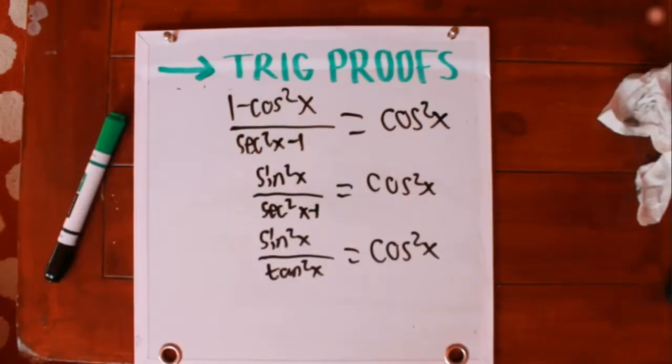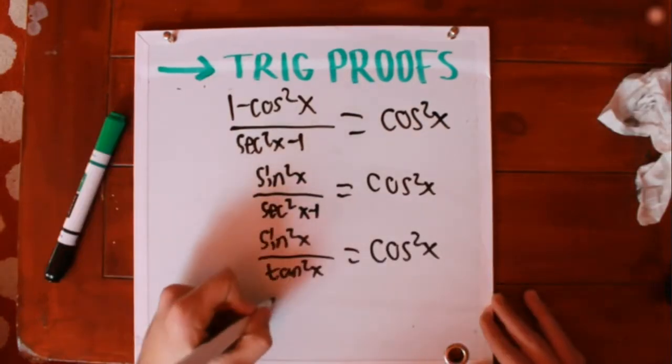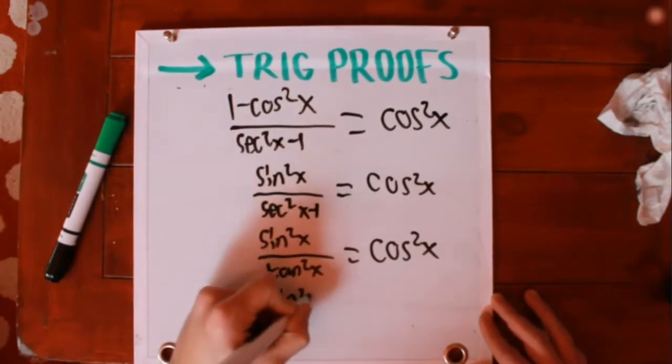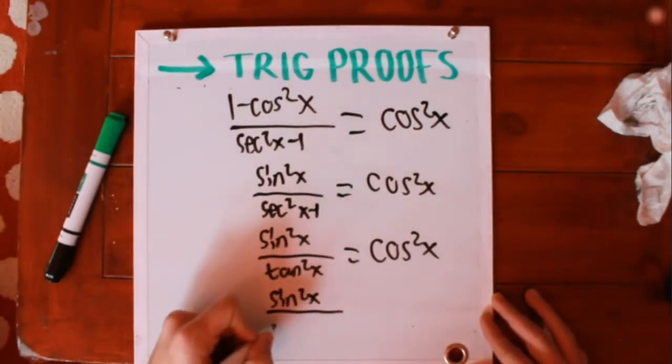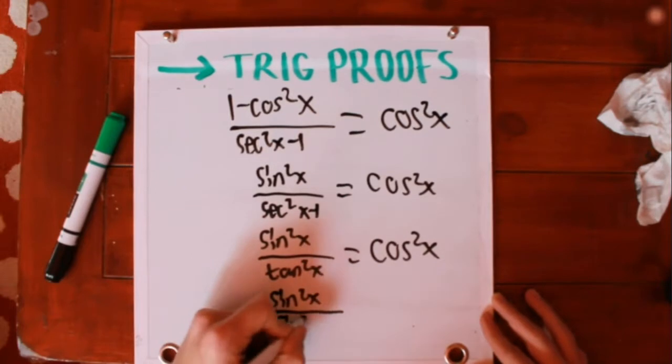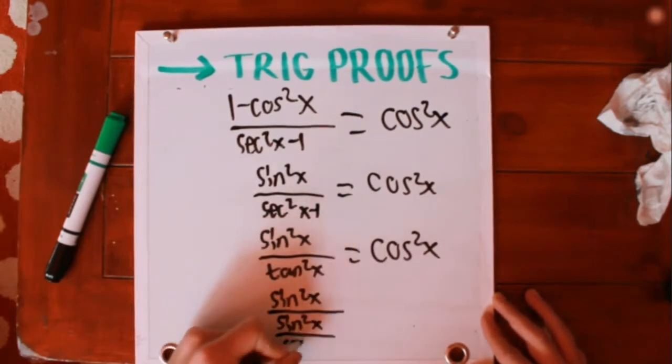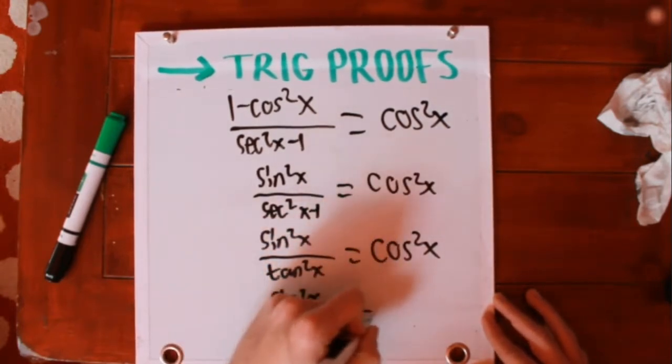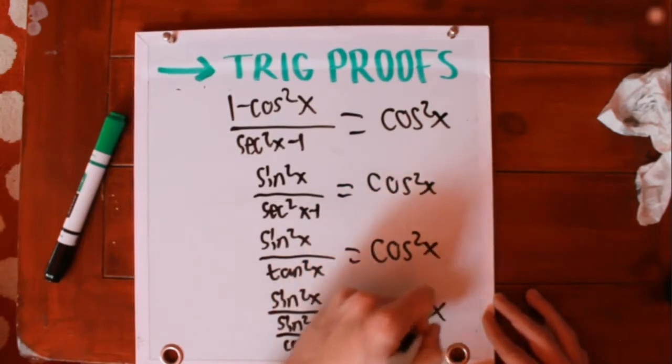Let's put that in too to get sine squared of x over tangent squared of x equals cosine squared of x. Now recall that tangent squared of x equals sine squared of x over cosine squared of x. If that doesn't make sense, remember that tangent equals sine over cosine, and if you square a numerator and a denominator, you square the quotient too. So let's add that to the equation to get sine squared of x over sine squared of x over cosine squared of x equals cosine squared of x.